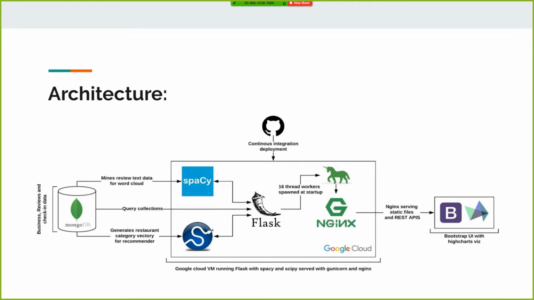So all these pipelines are encapsulated by an Nginx server, which spawns production-grade Flask thread workers using Gunicorn. These Gunicorn threads interface with Flask and serve our static files and REST APIs. The user interface is a single page application with Bootstrap 4, and all the visualizations are wired to the REST APIs and rendered using Highcharts.